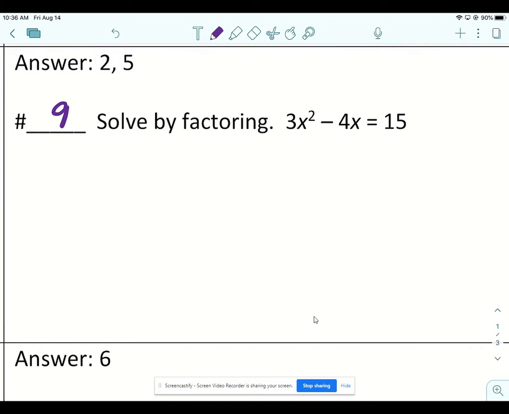All right, so this should be the ninth one that you're working. In this one, we're just solving by factoring. So when you're solving by factoring, we do want our equation in standard form. So we want everything on one side.